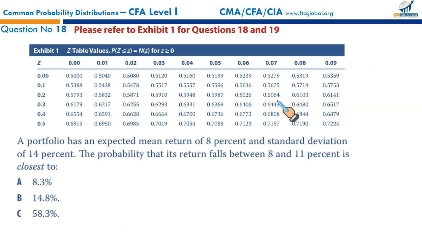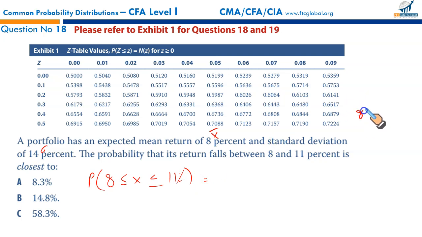Next, questions like these are good where the table is already given, so we can just see the numbers right there. Here, a portfolio has an expected mean return of 8% and a standard deviation of 14. The probability that the return will fall between 8 and 11. So we are looking for a probability of return between 8 and 11. We have to convert them into corresponding z-scores. How do we do that?